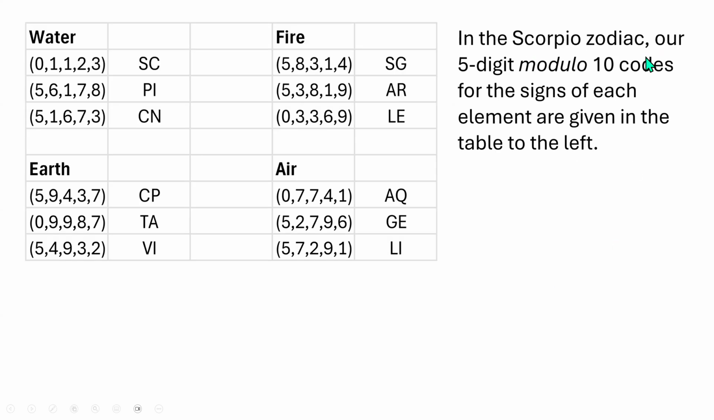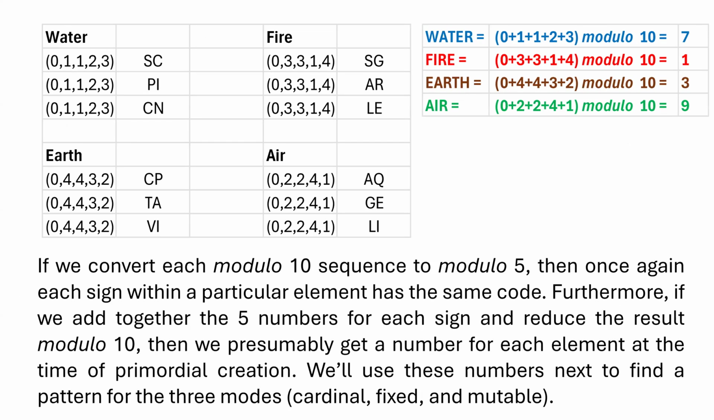And in the Scorpio zodiac, our 5-digit modulo 10 codes for the signs of each element are given in this table on the left. Well, next, we're going to reduce everything modulo 5 once more. And the same thing happens. We get the same 5-digit codes for water, same 5-digit codes for fire, same 5-digit codes for earth, and the same 5-digit codes for air.